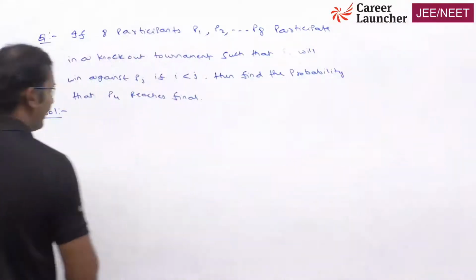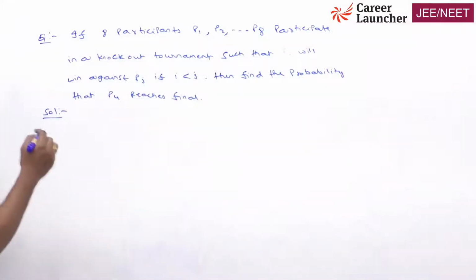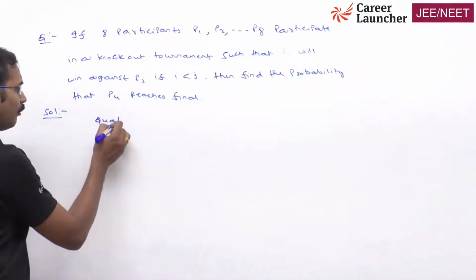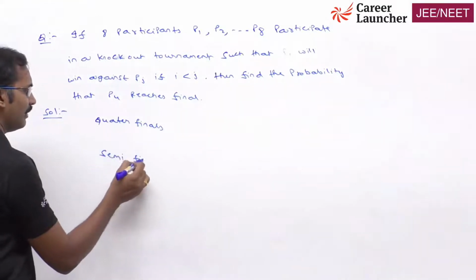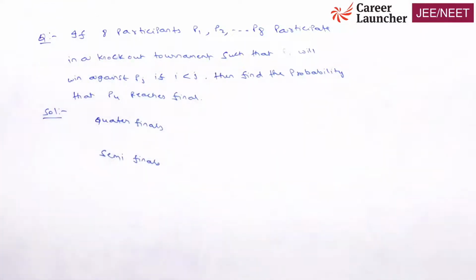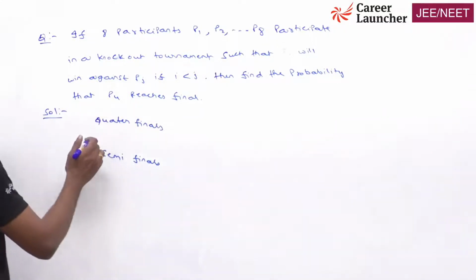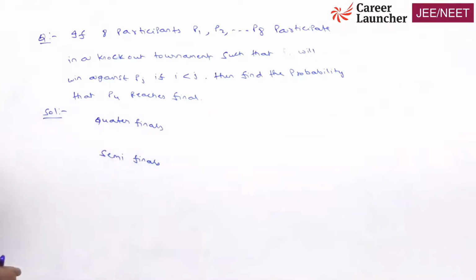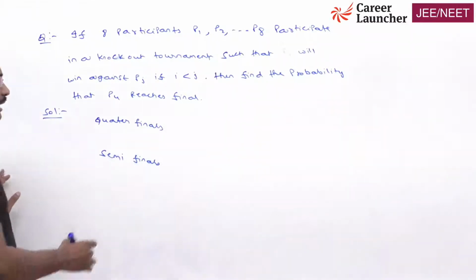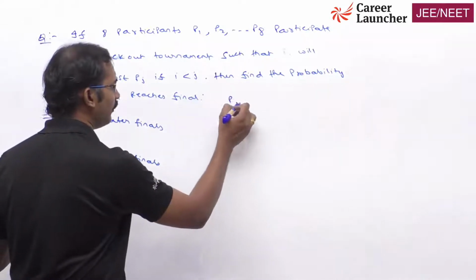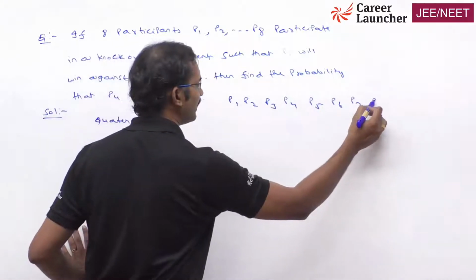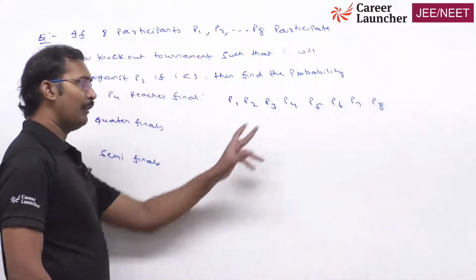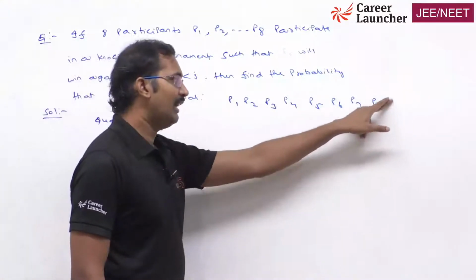So in what way can P4 reach the final? First, out of 8 players, quarterfinals will happen, and then semifinals will happen. In both the quarterfinals and semifinals, P4 should win so that he can reach the final. So in the quarterfinals, P4 should play against anyone out of the remaining P5 to P8. If you name the players as P1, P2, P3, P4, P5, P6, P7, P8, P4 should play the quarterfinal with any one of these 4.